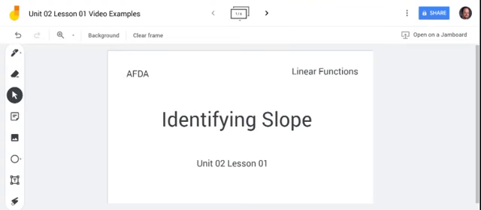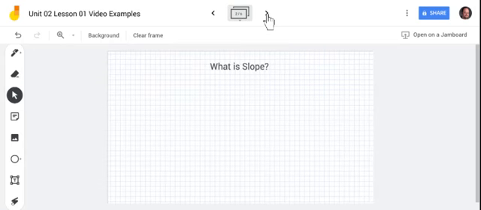Welcome to our first video in our look at linear functions. We're going to start by looking at identifying slope of lines. We're going to define it first, and then we're going to look at several methods of finding it, depending on what you're starting with. Now, the first thing is, what is slope?